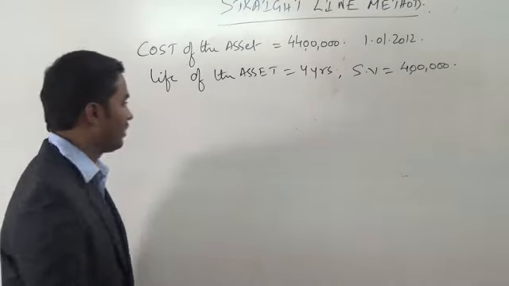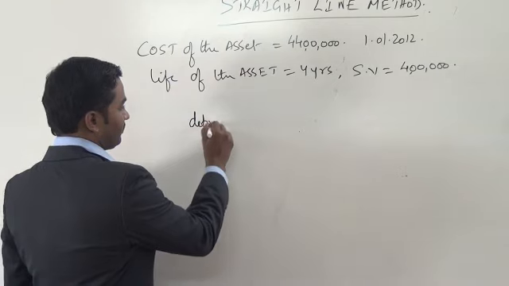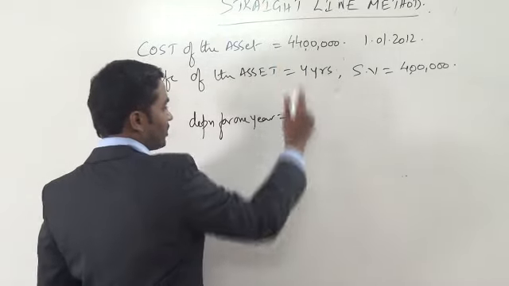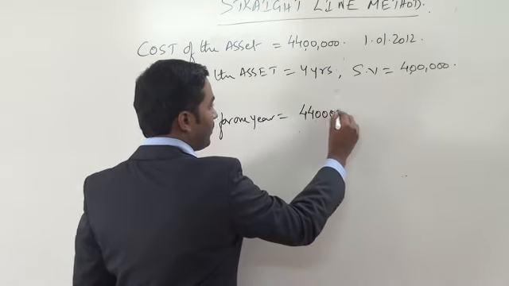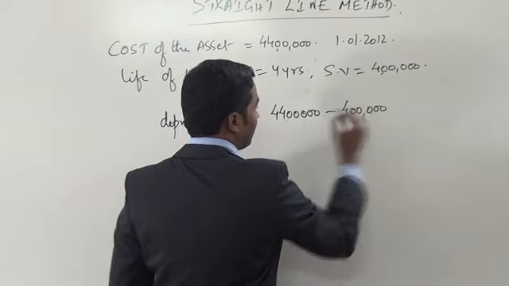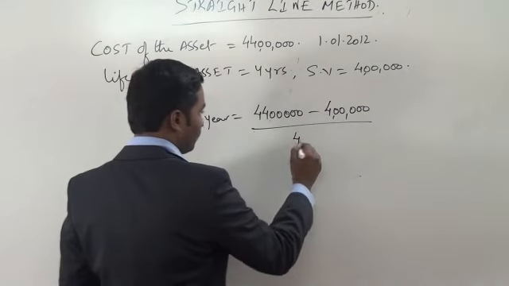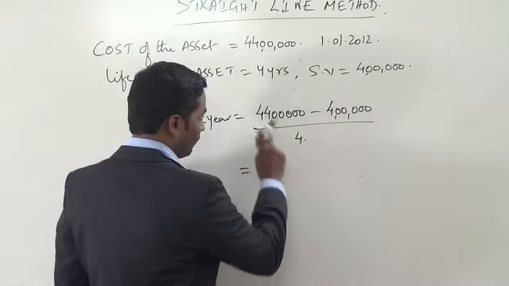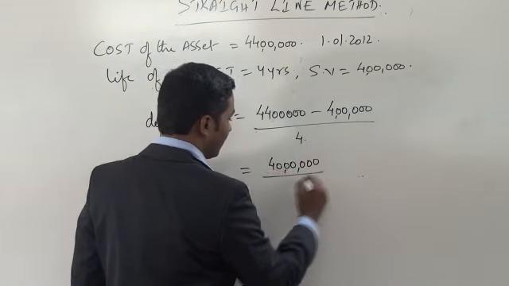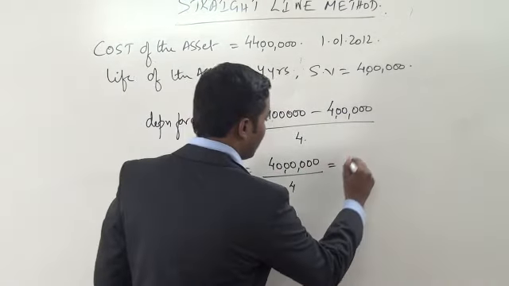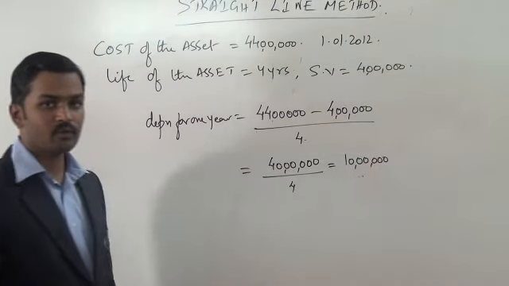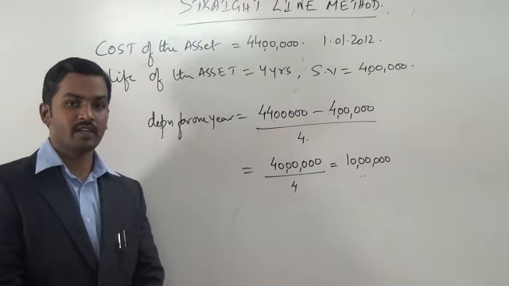I hope you remember the formula is depreciation for 1 year is equal to cost of acquisition 44 lakhs minus scrap value 4 lakhs divided by estimated life 4 years. So it will be 44 lakhs minus 4 lakhs. 40 lakhs is the depreciable value of the asset divided by 4 years. The depreciation per year is 10 lakh rupees per annum. Okay, so I think the calculation becomes very simple for you.